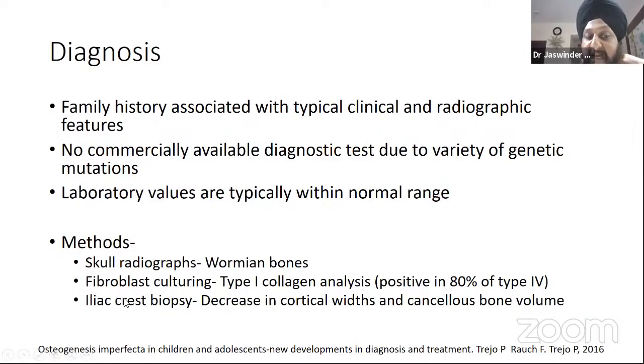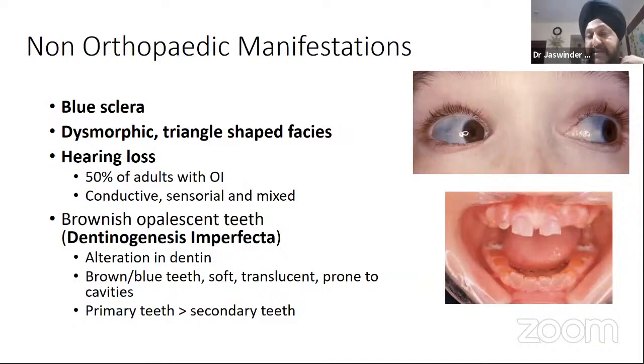And when an iliac crest biopsy is done in this disease, there is a decrease in the cortical width and the cancellous bone volume is also decreased. So this is one of the important diagnostic criteria. So for a PG, when a child presents or in the exam, this is what all you will look for.